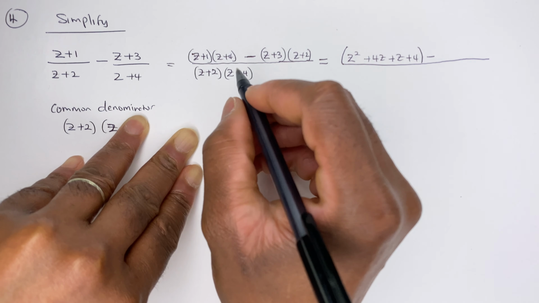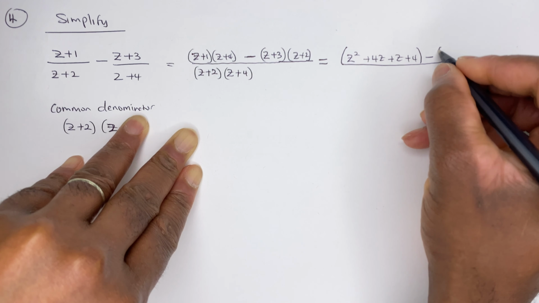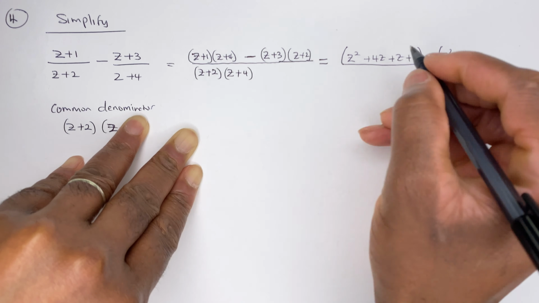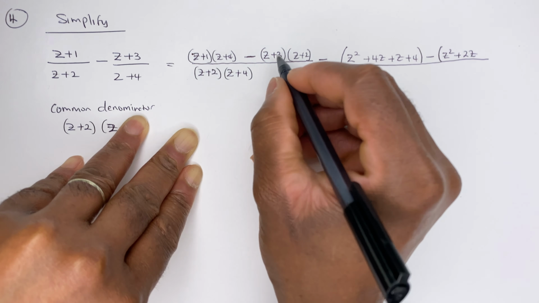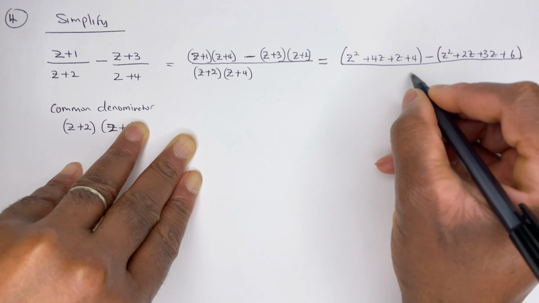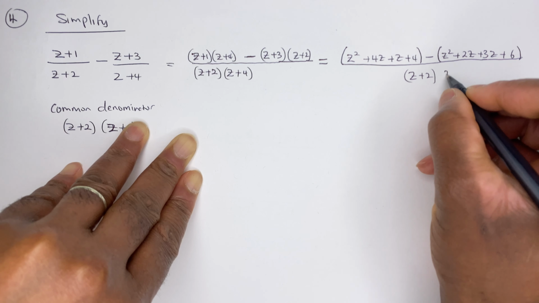Now I've got z times z, open bracket again, z times z is z squared, z times 2 is plus 2z, 3 times z is plus 3z, it goes on, plus 3 times 2 is 6, and then the z plus 2, z plus 4.